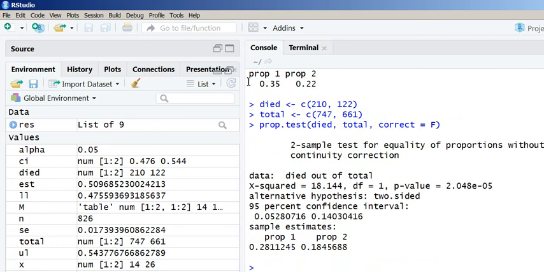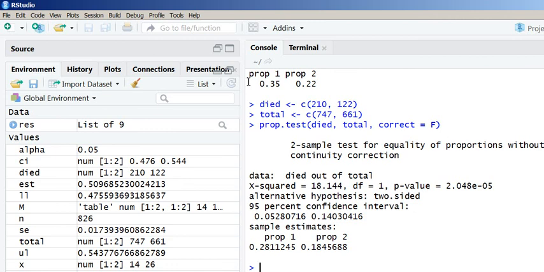So notice the two-sample test is died out of total. The p-value is really low. So this is 5 zeros before the first 2 comes up, 0.00002. So it's very small. It's evidence against the null. And the null is that the proportions are the same, and so the alternate hypothesis is that the proportions are not the same. The 95% confidence interval is from 0.05 to 0.14.